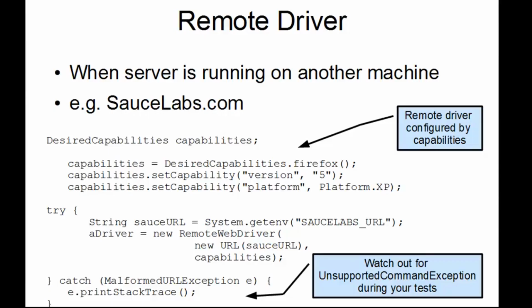Now Saucelabs uses a unique URL for your account to connect to, which I have here in a system property called Saucelabs URL. That way I can release the source code for this lecture without giving away the connection details from my Saucelabs account. And once this code has executed, in the driver variable we now have a driver that we can issue the normal get, interrogation and manipulation commands on.